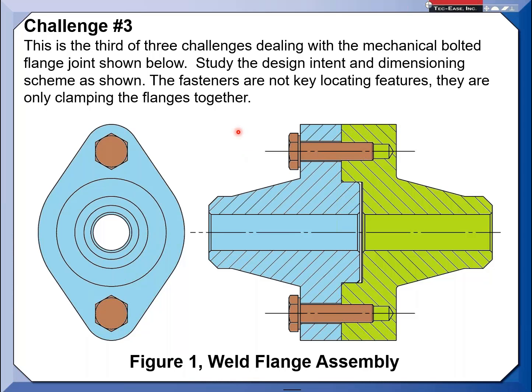This third challenge was dealing with the same joint, with the same design intent and dimensioning scheme. And one thing here: the fasteners were not key locators. The intent was clamping the two parts to hold the assembly together, so they weren't key locators in this case. The key locators here were mating on these primary planes, and then the pilot diameter fitting into the hole. And the bolts just held the joint together.